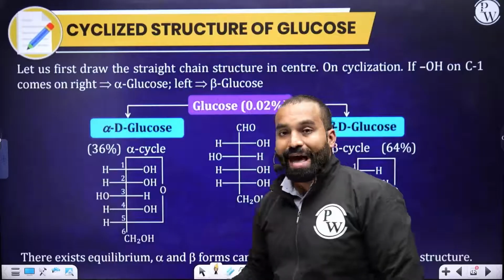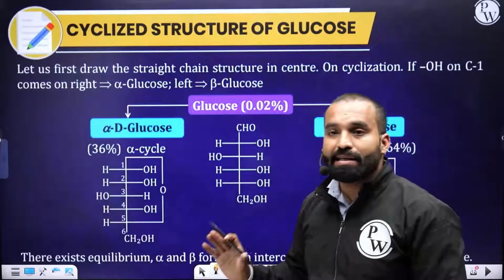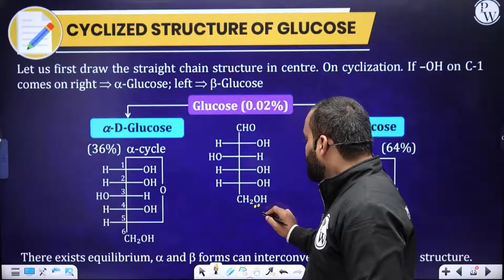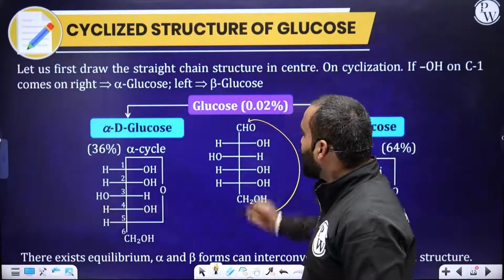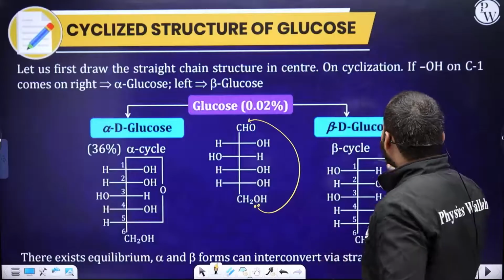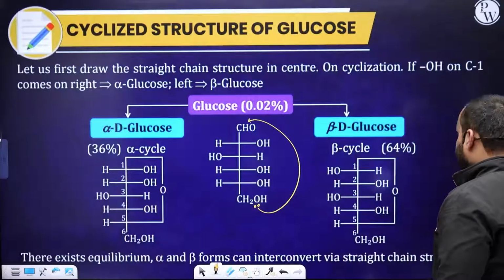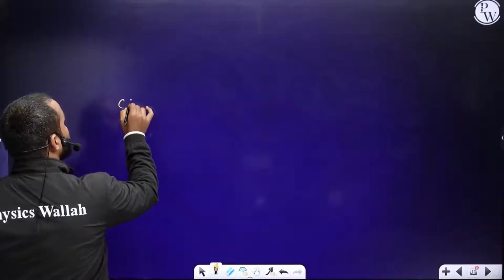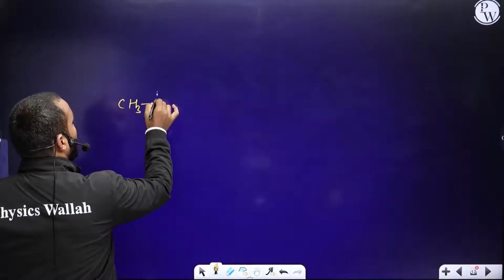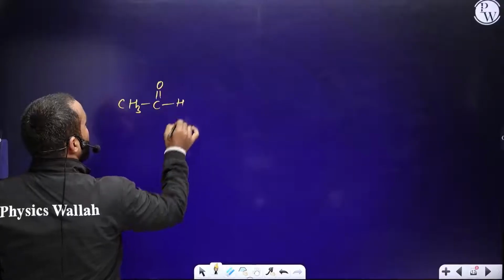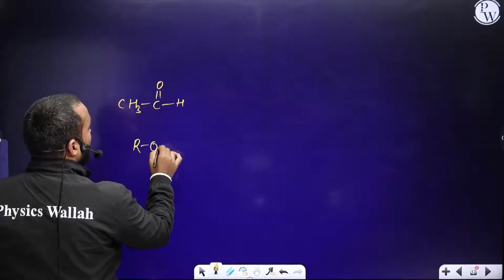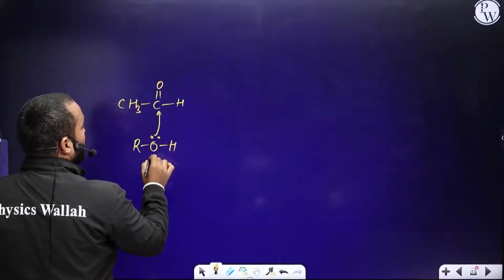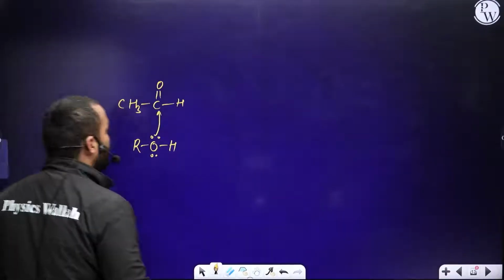When you draw its Haworth projection or cyclic structure of glucose, this is the alcohol unit which attacks the aldehyde unit. Let me write and show it to you. Let me pull in a slide and then explain. So suppose you have CH3 C double bond oxygen hydrogen, and I attack it with ROH. This is an aldehyde. The alcohol is attacking the aldehyde unit.